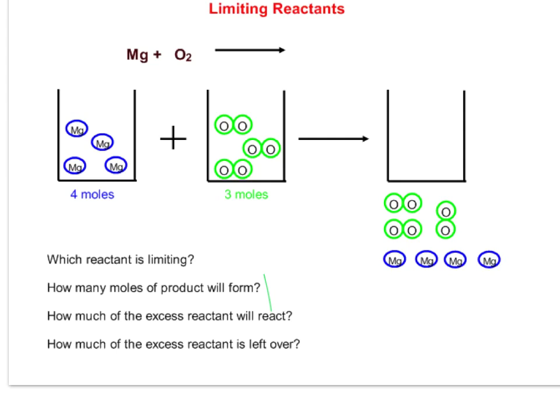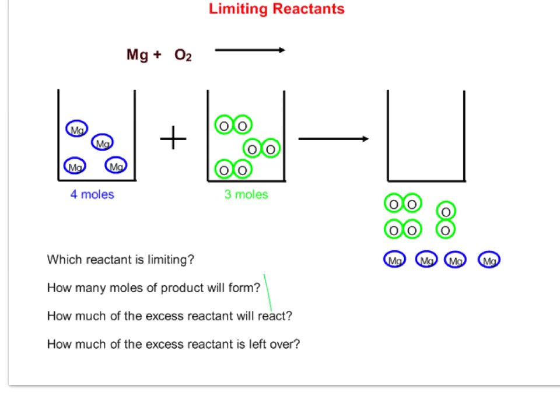It's not necessarily the one that you have less of, so not necessarily less moles or less grams, but it's the one that runs out first. So you just saw in your demo with the s'mores that the chocolate ran out first, and so it limited the amount of s'mores that you can make, and so we say that the chocolate is your limiting reactant.